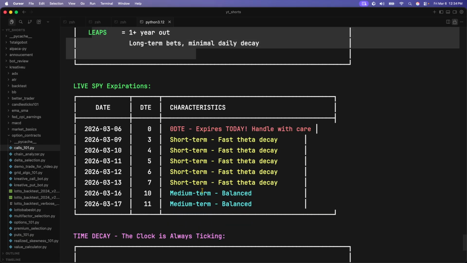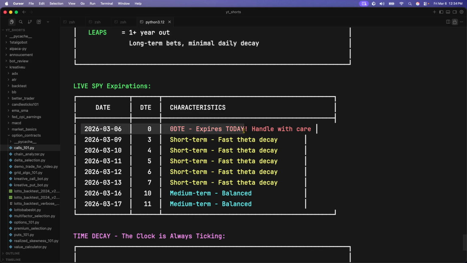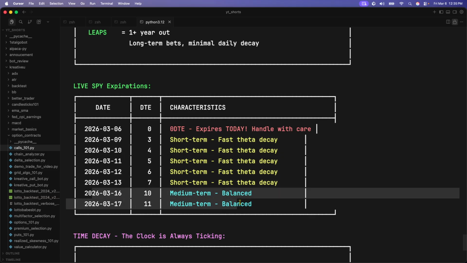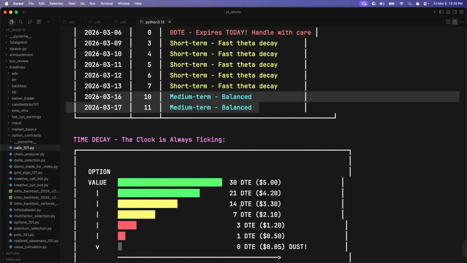So a live look at SPY expiration. And today's the 6th. So these are going to be 0 DTE, expires today, handle with care, right? With care, take care. And then we're going to have our 3-day expiration. These expire on Monday. 3-day today becomes 0 DTE on Monday. And then these are short term. And then our midterm are going to be close to a week to 2-week contracts that are here.